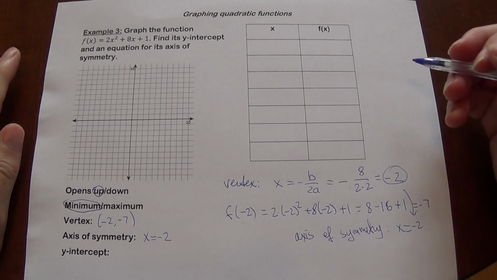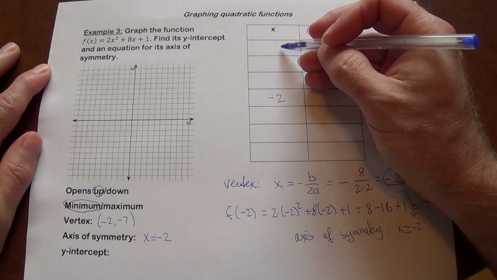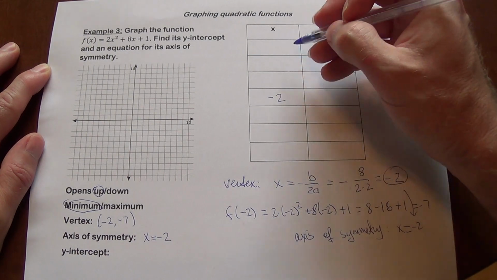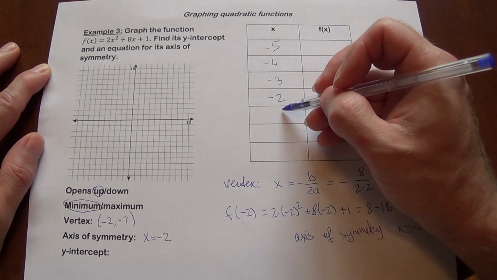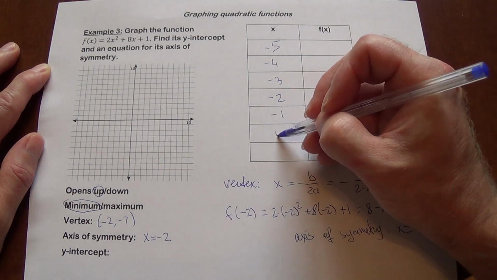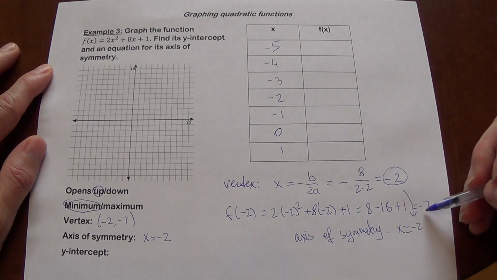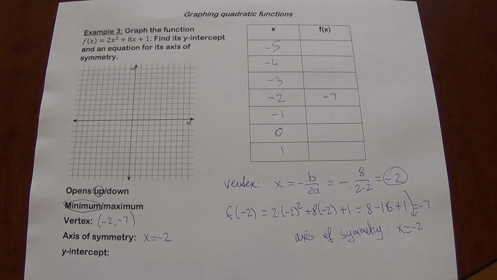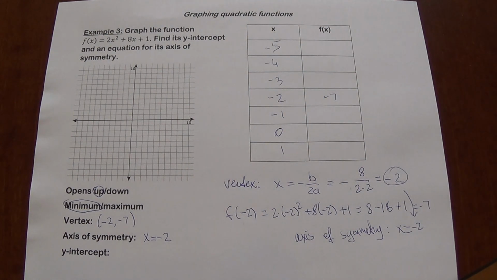So what I'm going to do now is put negative 2 in the middle. I'm going to leave 3 spaces on one side, 3 on the other side. So I'm going to pick 3 numbers to the left of negative 2. That's negative 3, negative 4, and negative 5. And 3 numbers to the right. That's negative 1, 0, and 1. We already know that at negative 2 the value is negative 7. So what you need to do now is take each value, substitute it into the function, and calculate its respective y value, which is f of x.